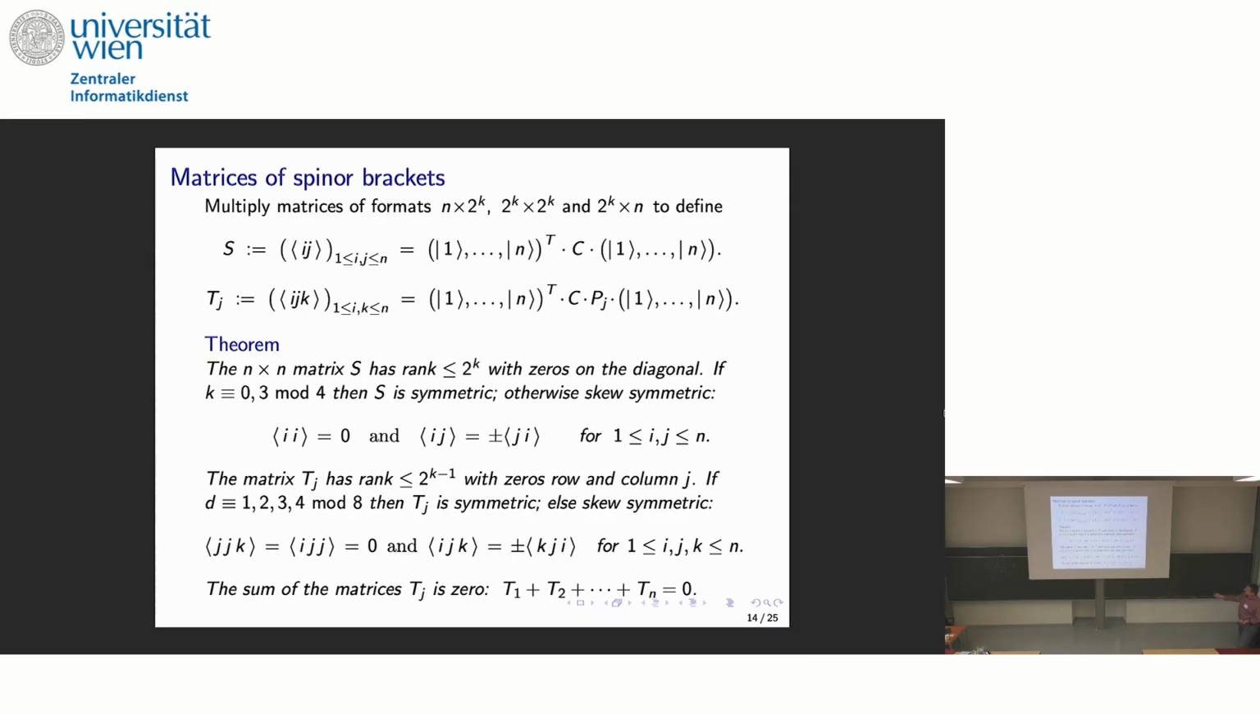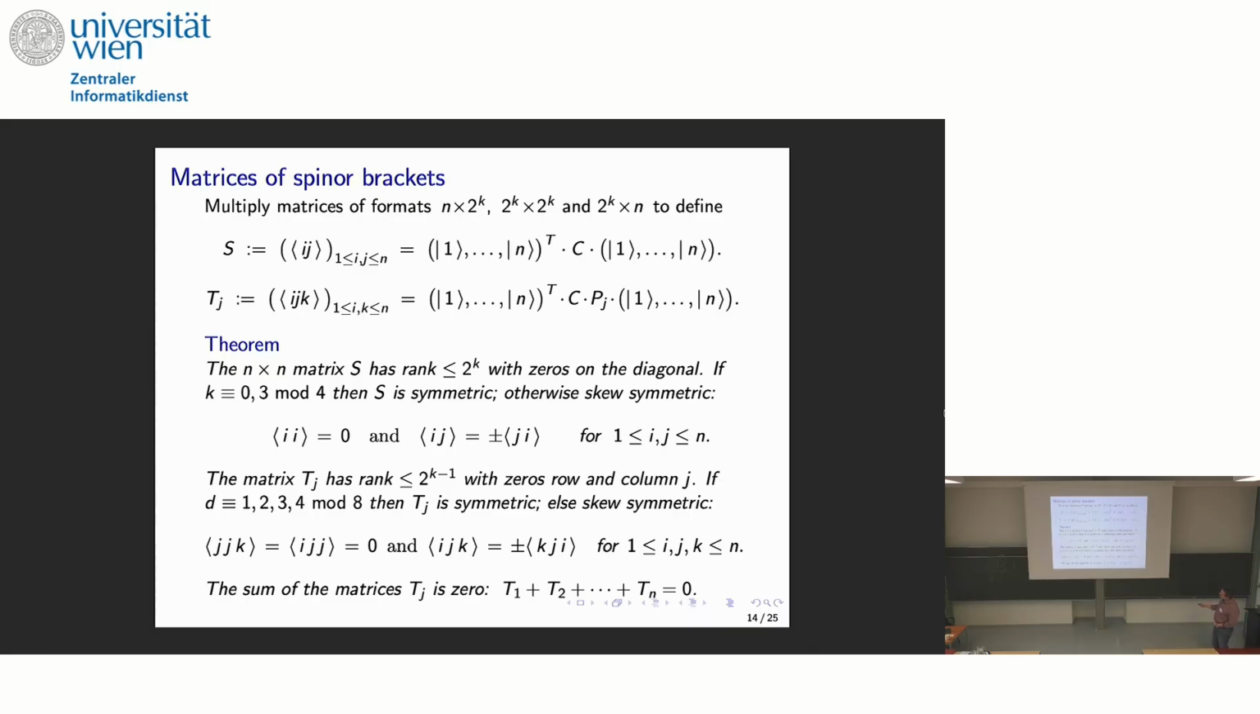Okay, so what we can say is that this n by n matrix has rank at most 2 to the k. It has zeros on the diagonal. So if n is much bigger than 2 to the k, these are actual constraints. And now, whenever you're in this Dirac business, it depends on k mod 4. So if k is congruent to 0 mod 4, then S is symmetric. Otherwise, it's skew symmetric.